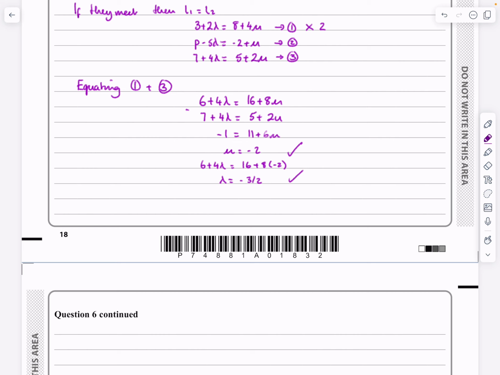Now, as I said earlier, that's always going to work in 2 of the equations. In order for them to meet, it has to be true in the 3rd equation as well. So here, check in equation 2. Now, that's why I labelled it. It just makes it a little bit easier to say what I'm actually doing here. So I've got that P minus 5 lots of lambda is equal to minus 2 plus mu, which is minus 2, not plus minus 2, so minus 2 there.